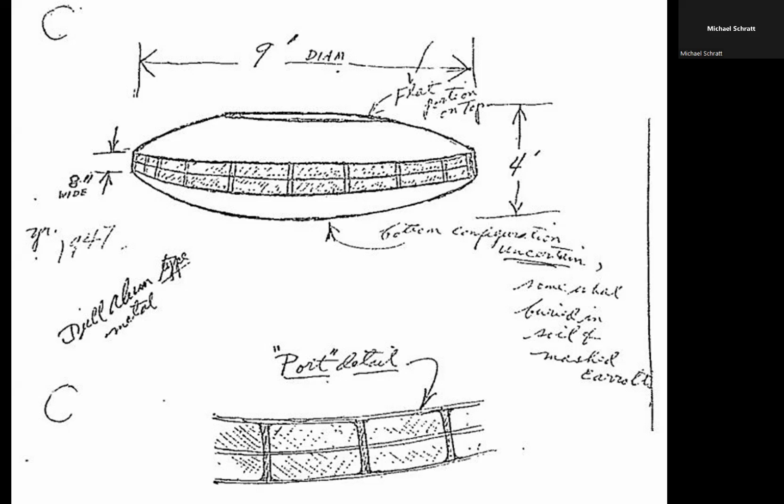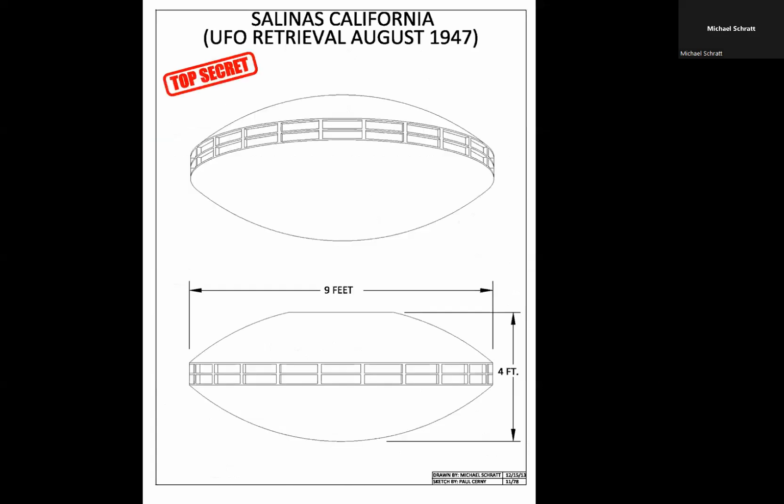So again, this is the original sketch from the report. I'm going to take you to my AutoCAD drawing. So again, 9 feet in diameter, 4 feet tall, with these strange double row of rectangular indented windows. These things keep popping up again. I keep hearing about double row of indented windows.